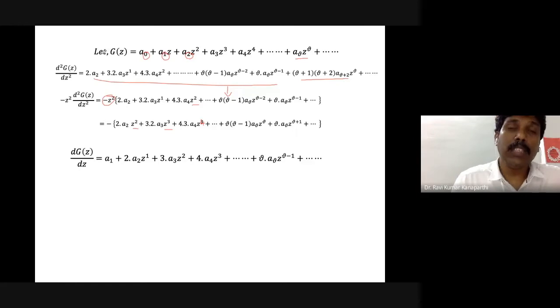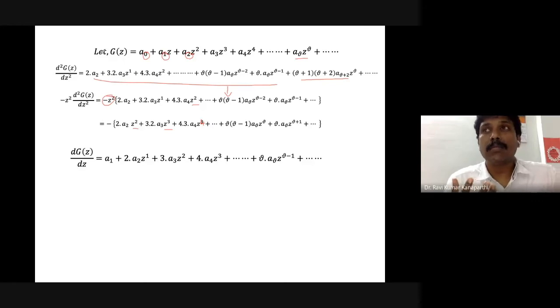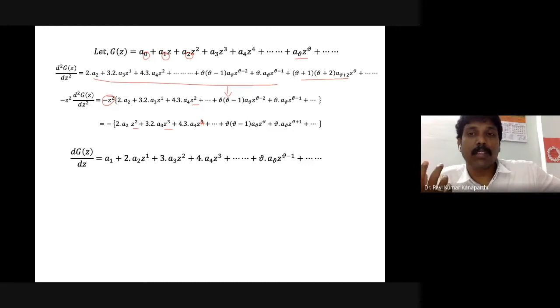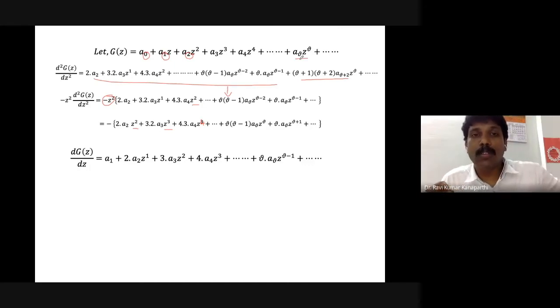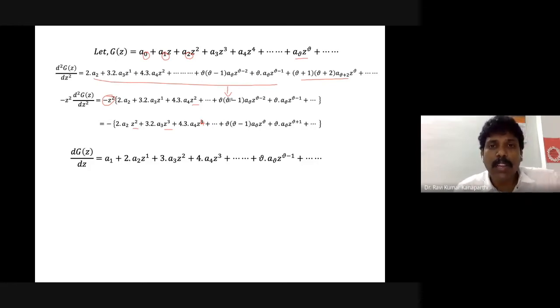So g of z is expressed as an infinite power series, and the coefficient values are to be determined. For a general term, the coefficient of z to the power nu is taken to be a nu. So nu can start from 0, 1, 2, 3, 4, and so on, continuing up to infinity. So coming to this point, general terms are important, therefore the general terms are also calculated in this expression.